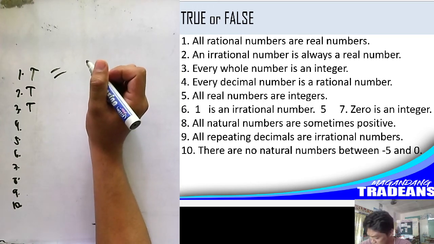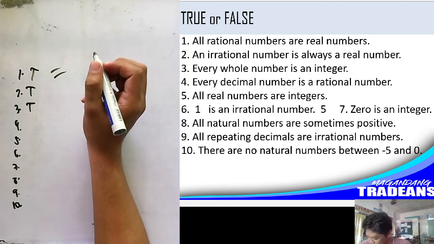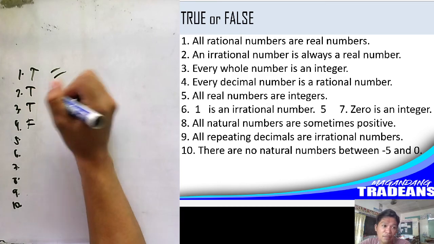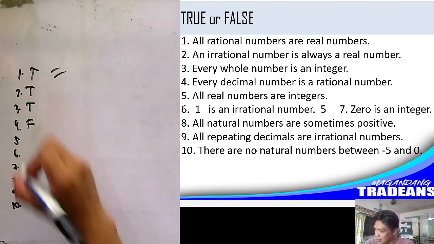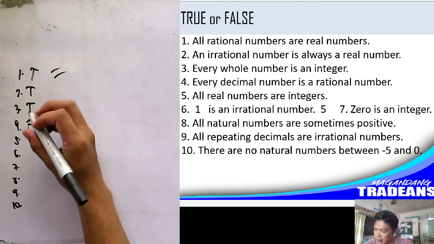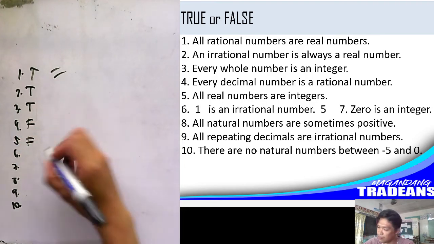Next, number 4. Every decimal is an irrational number. Is a rational number, rather. No. Some decimals are irrational. What is an example of a number with a decimal? Like 3.14 pi or Euler's number. Next, number 5. That is also false. Not all real numbers are integers. There are other whole numbers, rational or irrational. So that is false.